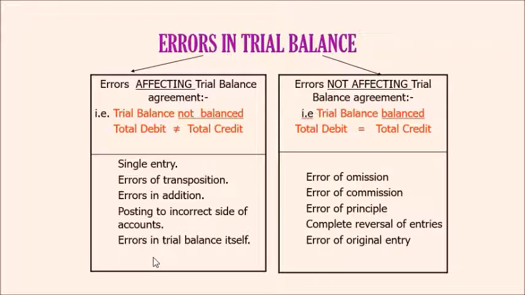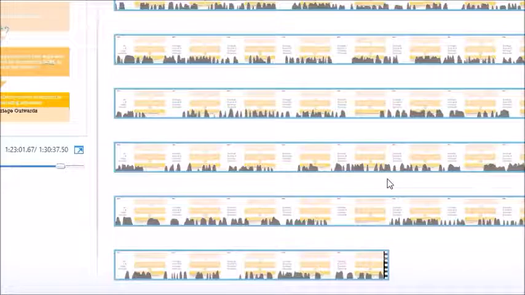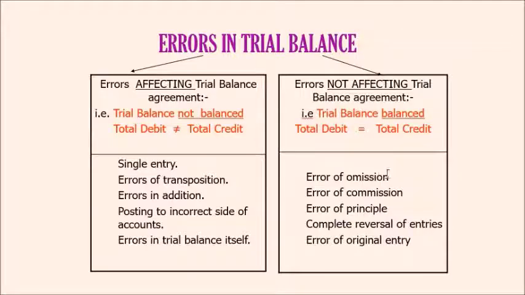Okay, so next are the errors not affecting trial balance. The balance is correct. The balance is equal. Debits equal credits. So the first error is error of omission, when there was no recording on either the debit or the credit side. So the first is error of omission, which is when neither of the transactions on the debit or credit side is put in the trial balance.